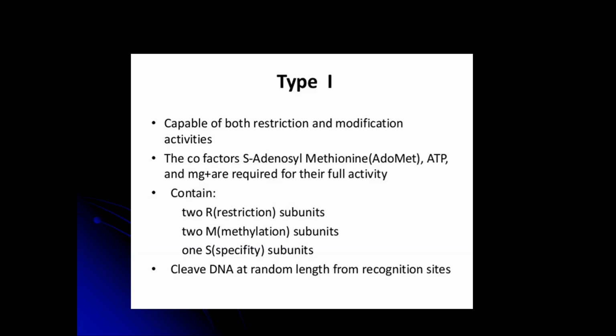So first we cover type 1. Type 1 is capable of both restriction and modification activity. The cofactors present in type 1 are S-adenosyl methionine, ATP, and magnesium ion. These are required for full activity of type 1. If one cofactor is missing, then the activity of the type 1 restriction enzyme is blocked.